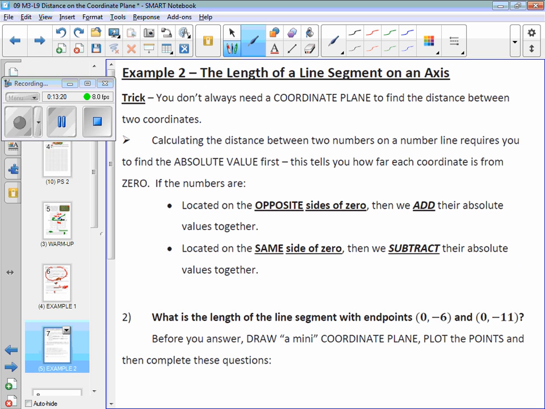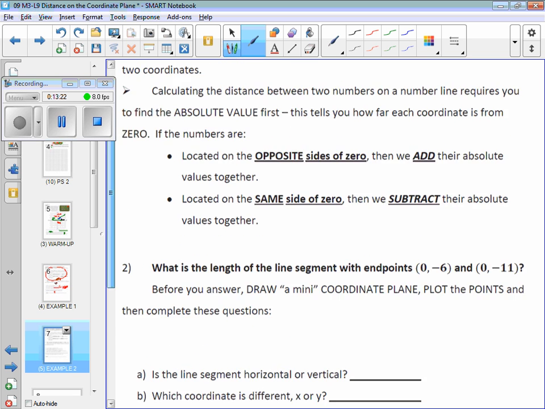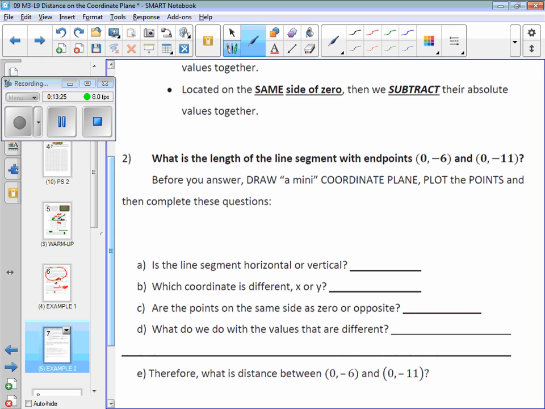Practice. Here we go. Example 2. Mini coordinate plane. 0, negative 6. Anybody want to come up and do it? All right, Sebastian, come on up, bud.